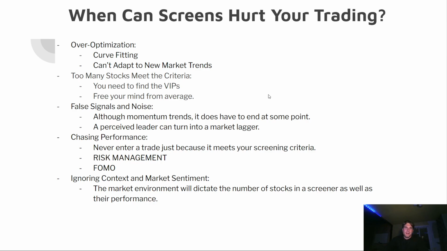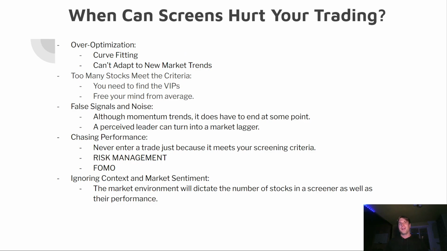So we've talked a lot about how screens are good for you, but we have not talked about how they can be bad. If you do much statistical analysis, you're familiar with the term curve fitting. That's when you go back and cherry pick data to really make sure that you can find the optimal screen. That isn't necessarily a bad thing, but it is if your screen cannot adapt to new market trends. So you want to make sure that you're keeping your screen as general and broad as you can, but also as focused and specific as it needs to be for you to meet your trading criteria.